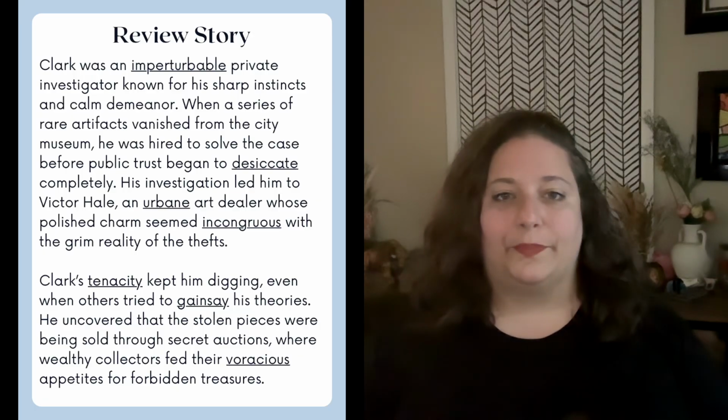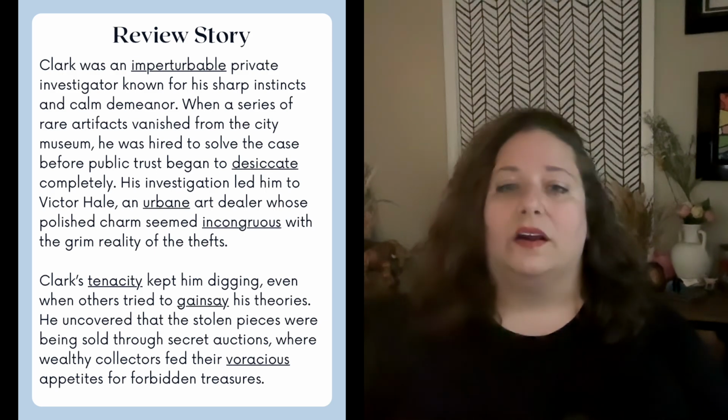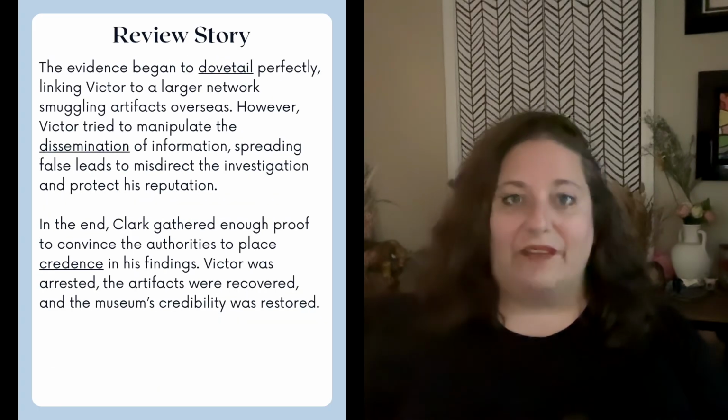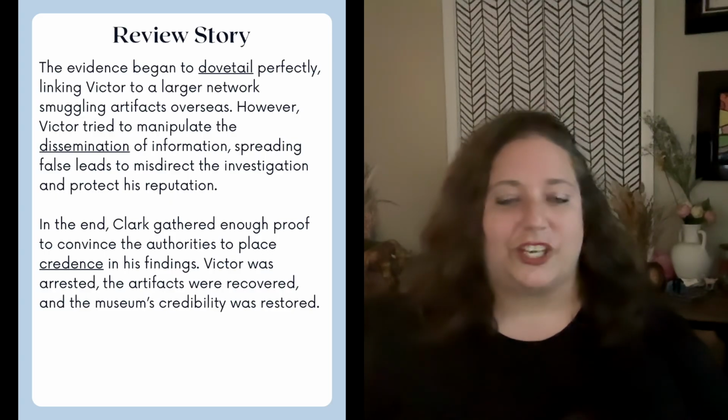of the thefts. Clark's tenacity kept him digging, even when others tried to gainsay his theories. He uncovered that the stolen pieces were being sold through secret auctions where wealthy collectors fed their voracious appetites for forbidden treasures. The evidence began to dovetail perfectly, linking Victor to a larger network of smuggling artifacts overseas. However, Victor tried to manipulate the dissemination of information, spreading false leads to misdirect the investigation and protect his reputation.